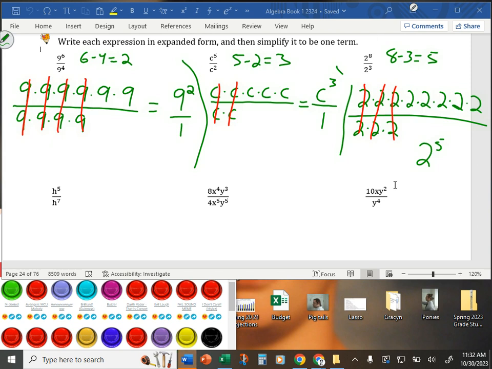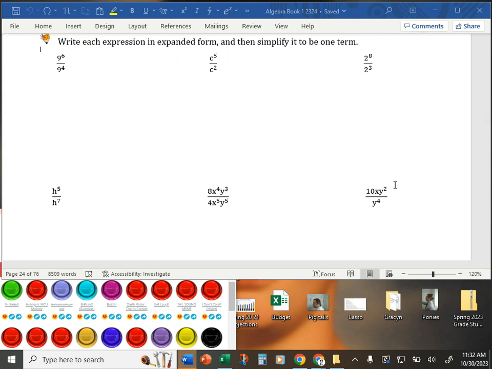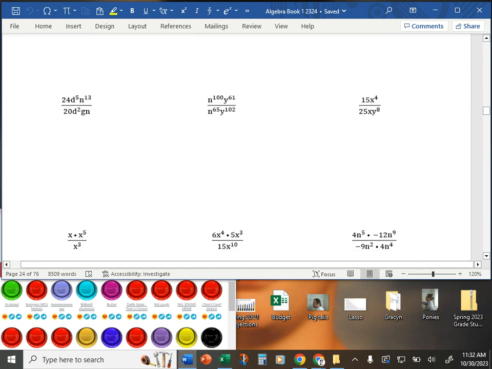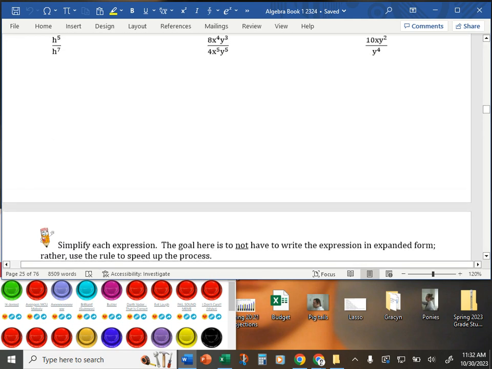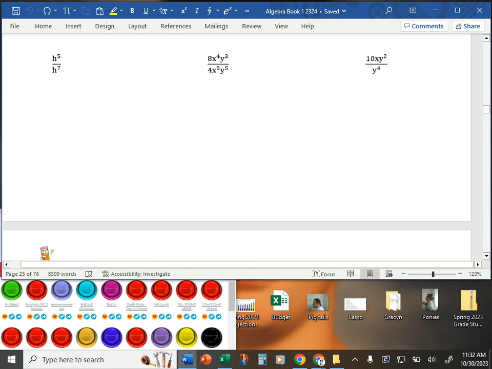Because if you look on the next page here, you want to know how to become world's least favorite teacher? Have you write something like that out in expanded form, right? No one wants to do that. Okay, so this rule that we are developing today is going to be very, very helpful. Let's see if it holds here throughout the rest of these.